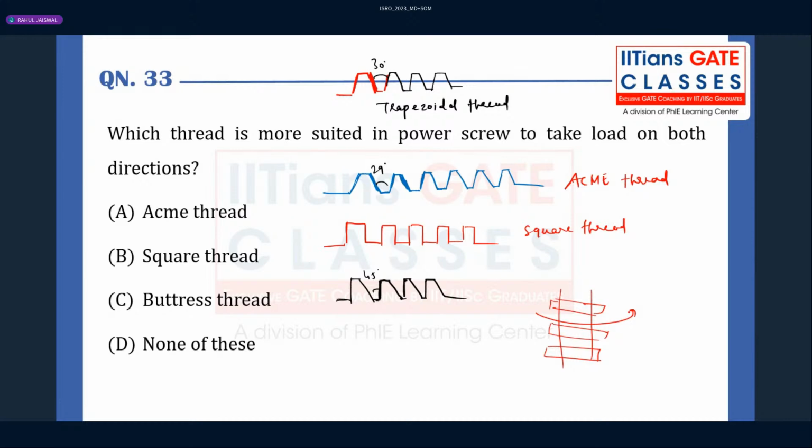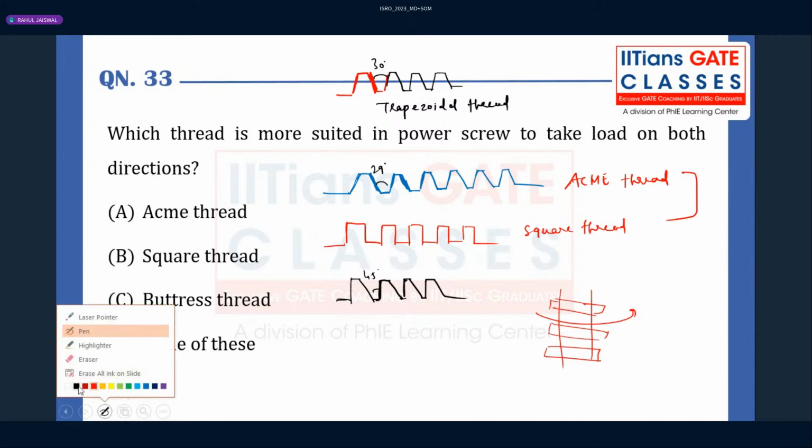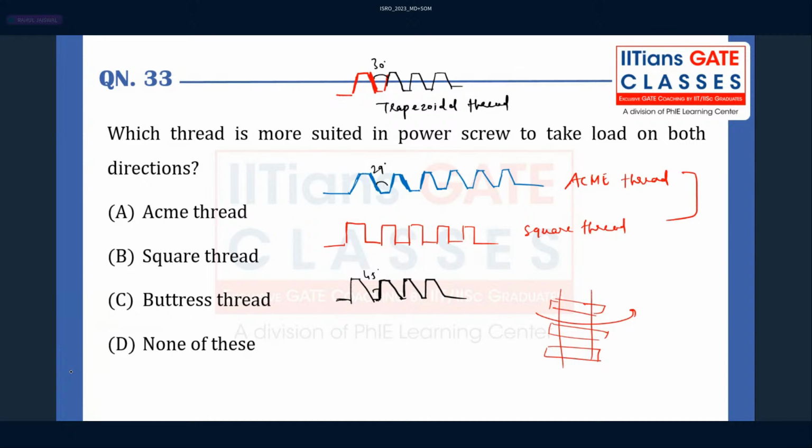So square thread and acme thread, these both threads can transmit the load in both the directions, or can transmit the power in both the directions. Note down. Square and trapezoidal threads can transmit force and motion in both the directions.